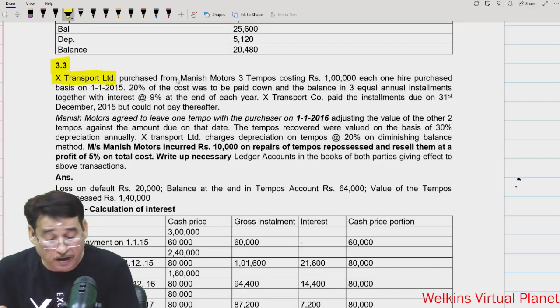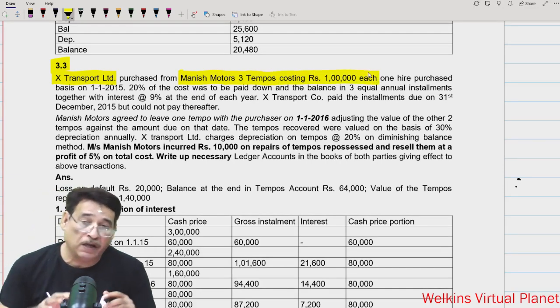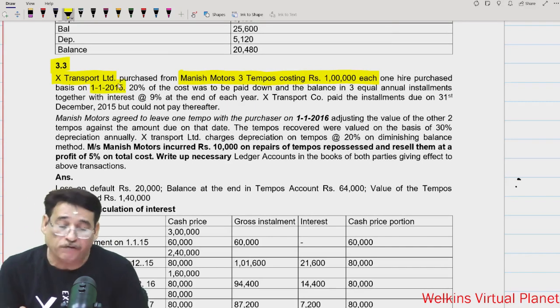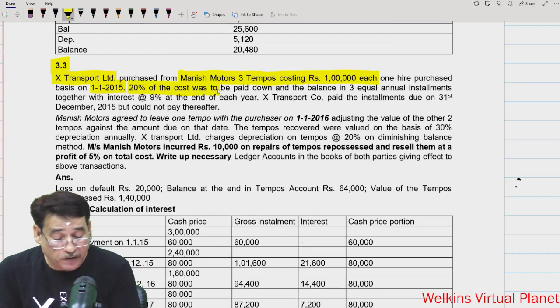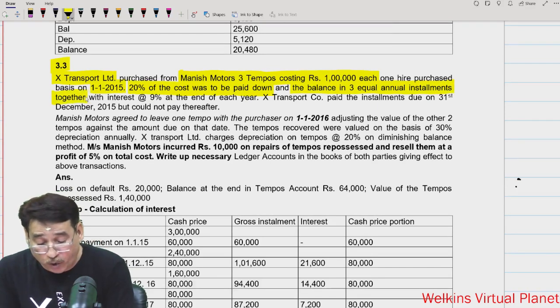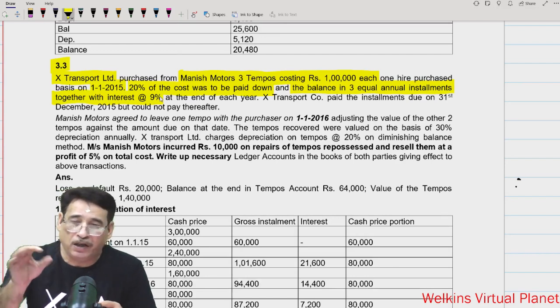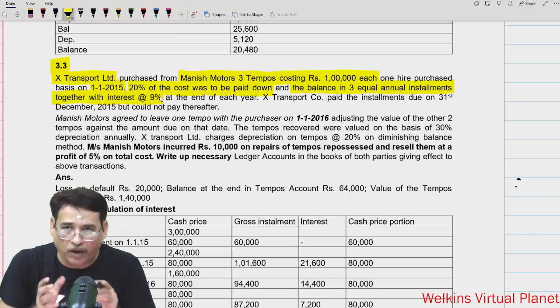X Transport Company Limited is your purchaser and Manish Motors are your vendors. Question says that X Transport Company has purchased from Manish Motors three Tempos costing 1 lakh each on hire purchase basis on 1-1-2015. Similar to the last question, 20% of the cost was to be paid down. And the balance in three equal annual installments together with interest. Did you get some inkling when you went through the words together with interest? Whenever the words together with interest are written, it means the amount of installment is not including the amount of interest. It is exclusive of interest. Is it clear to you?